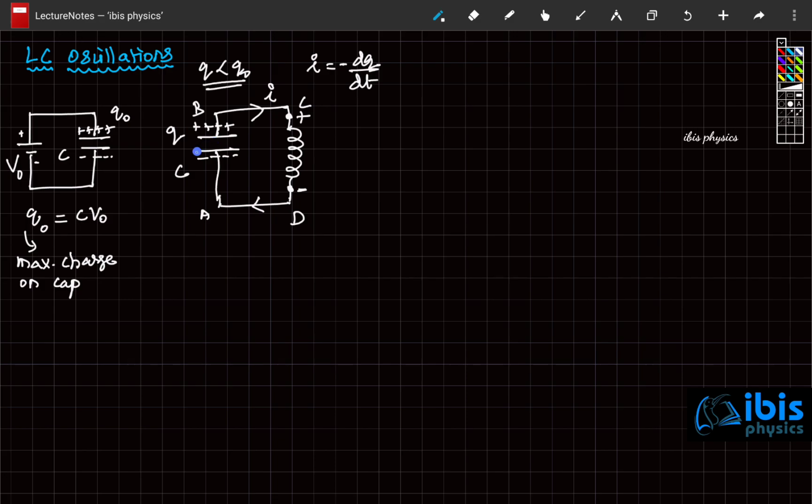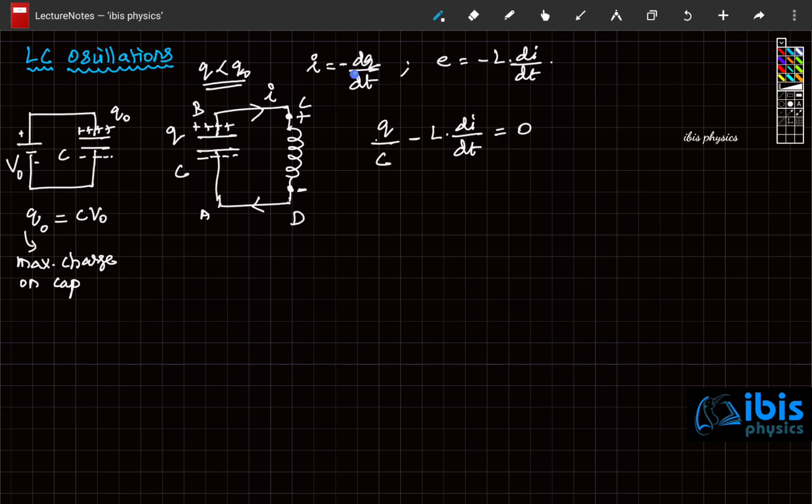The voltage across a capacitor, because Q is equal to CV and V is equal to Q by C, and this is not Q0 now, is Q divided by C. When you move from negative to positive, it is plus Q by C. When you move from positive to negative, it is minus. The EMF developed across the inductor, we know EMF is equal to minus L into di by dt, which is equal to 0, since there are no batteries here.